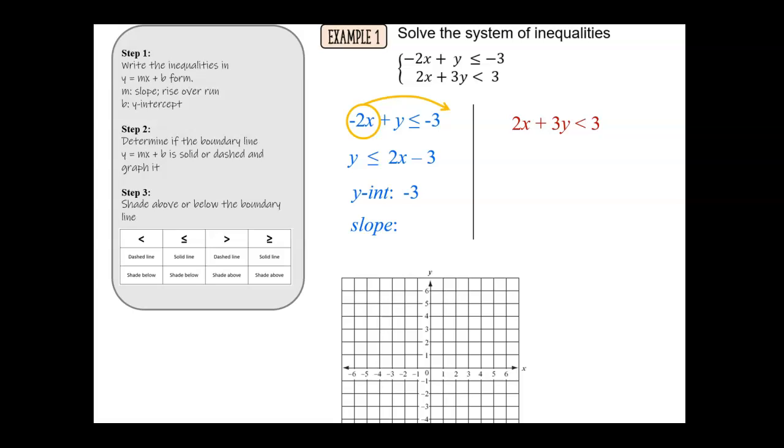Okay, so we're going to use the 2, but we'd like to have it as a fraction, a rise over run. So what is 2 written as a fraction? 2 over 1. Okay, so slope is 2 over 1.